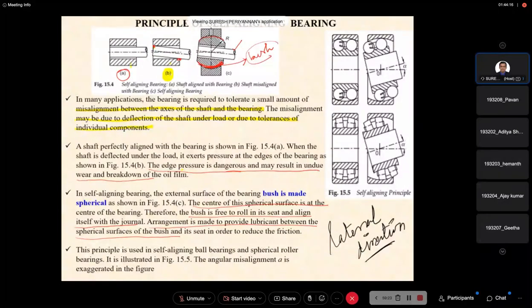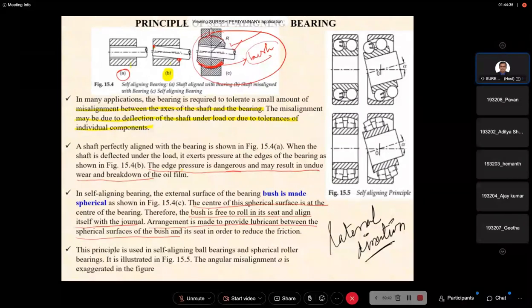Then any misalignment that happens in the shaft during power transmission cannot develop this kind of edge pressure when using this type of self-aligning bearing design. This is the principle of the self-aligning bearing.